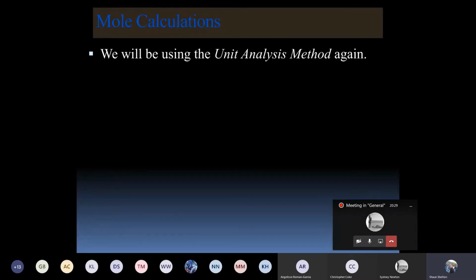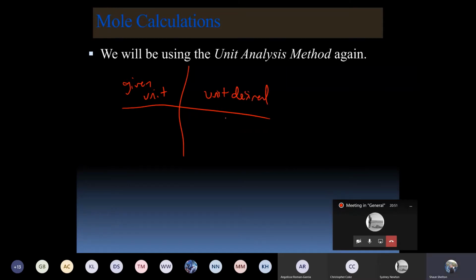So we're going to be using dimensional analysis. We started this the other day. Yes, there's some text on this, but I'm just going to use my own text here. So remember the T-chart. This is your given unit. This is the unit that is desired. And then this is your canceling unit. And this is just a basic way of setting this up.